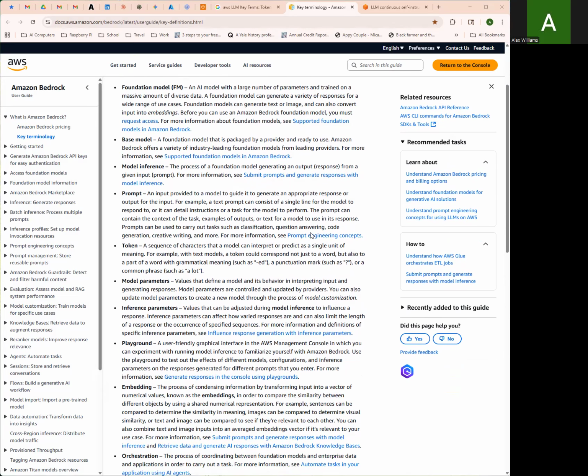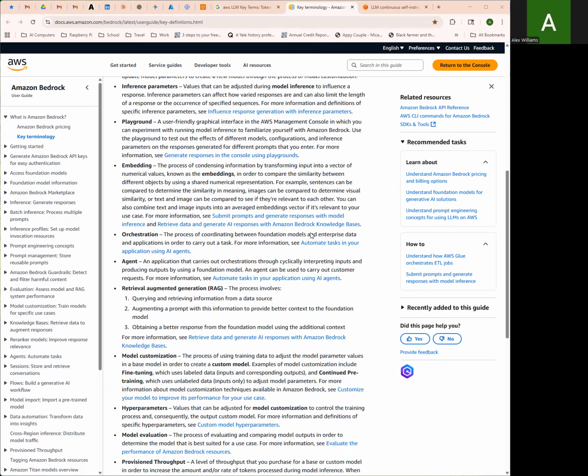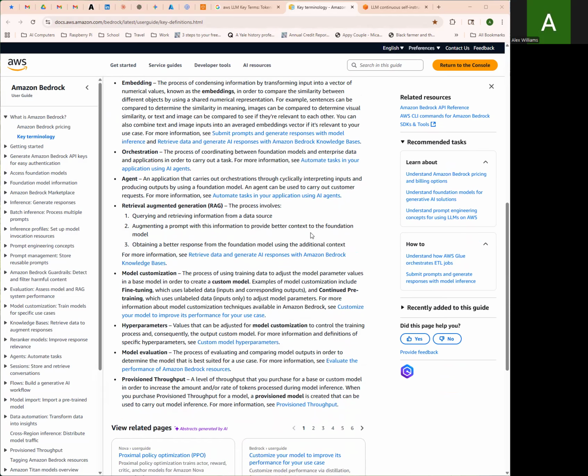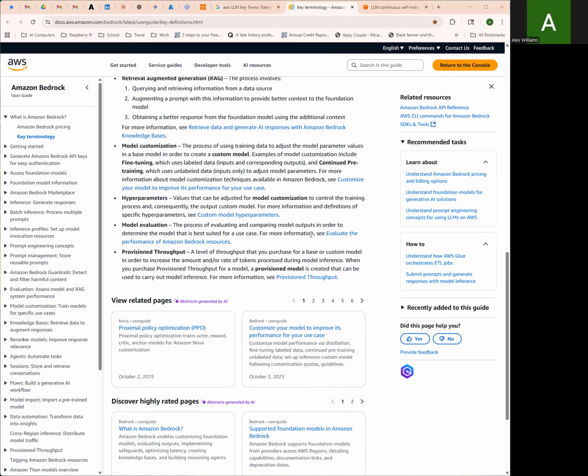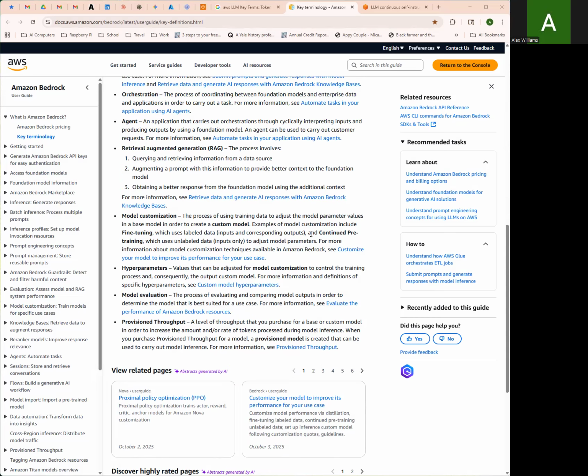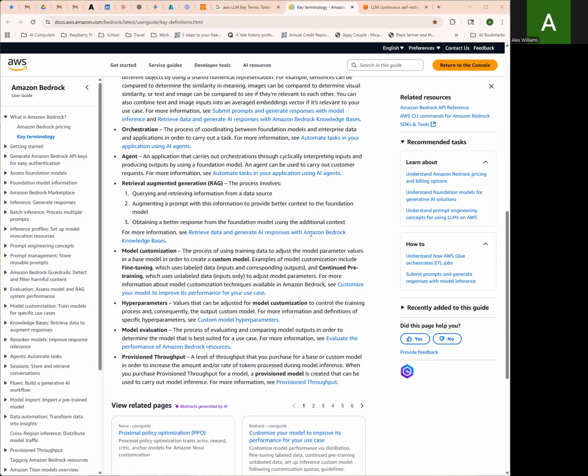Temperature. This controls randomness in token selection. Temperature 0.0 always picks the most probable token deterministically. Temperatures above 1.0 produce more diverse and creative responses.